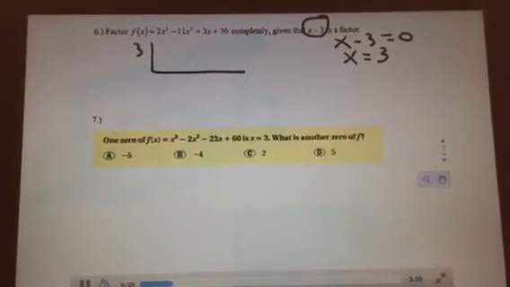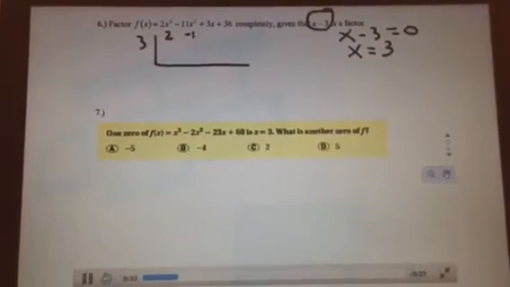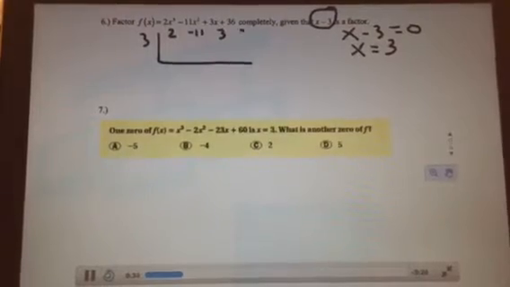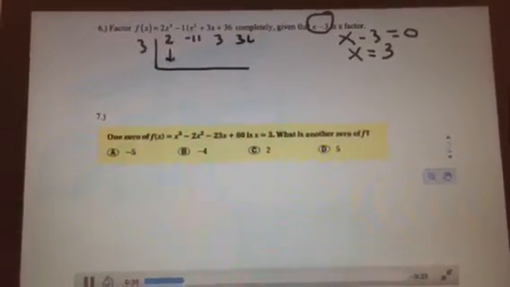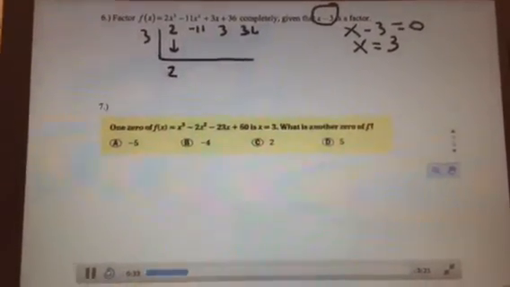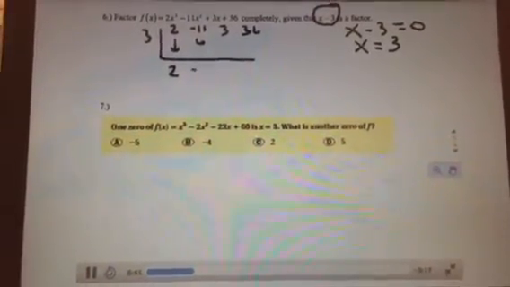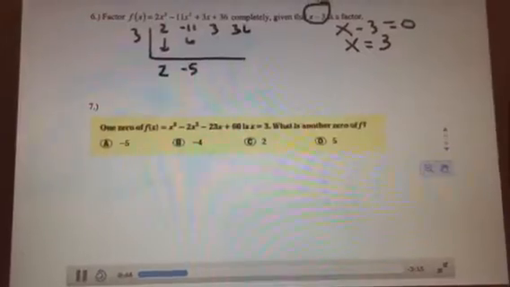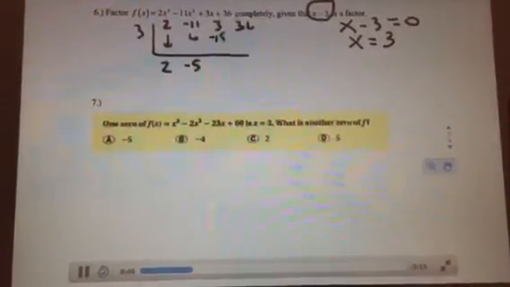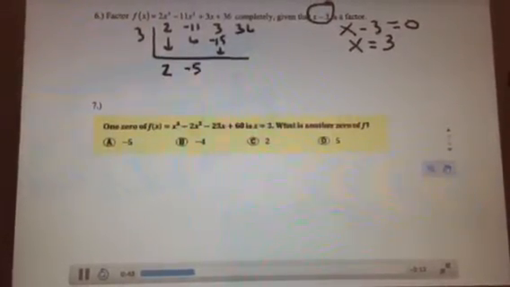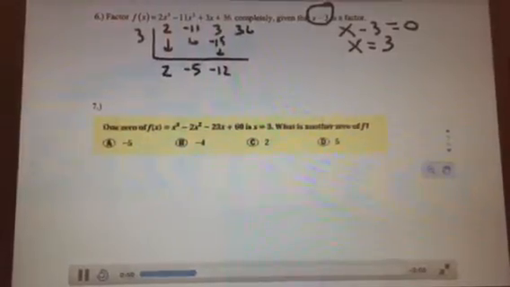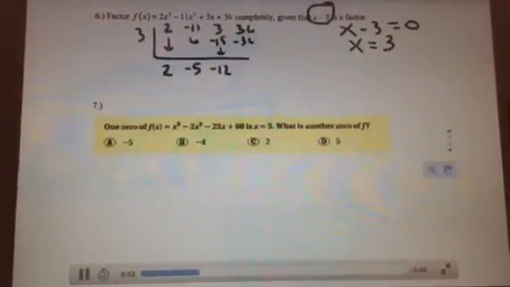of 3. I bring down my leading coefficients, 2, negative 11, 3, 36. I bring the first one straight down. I multiply by the thing on the outside, the 3. Negative 11 plus 6 gives me negative 5. I take negative 5 times the 3 and get negative 15. 3 take away 15 is negative 12. Negative 12 times 3 is negative 36.